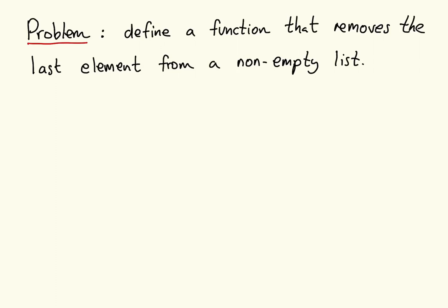So here's the problem we're going to be looking at for our final example. What we have to do is define a function that removes the last element from a non-empty list. Well, what does this mean? For example, if it's given the list 1, 2, 3, 3 is the last element, so it should remove that and give you back the list 1 and 2. So we've got to define a function that removes the last element from a non-empty list.